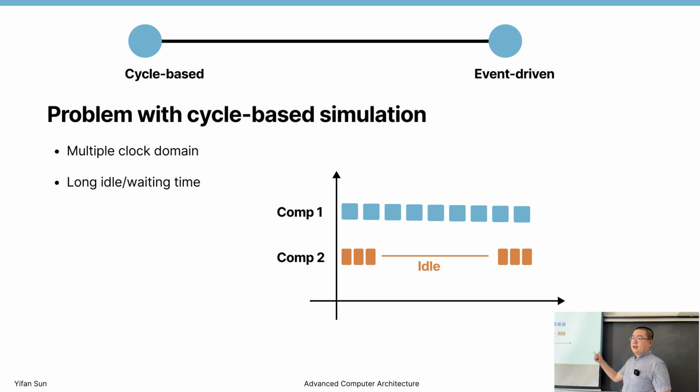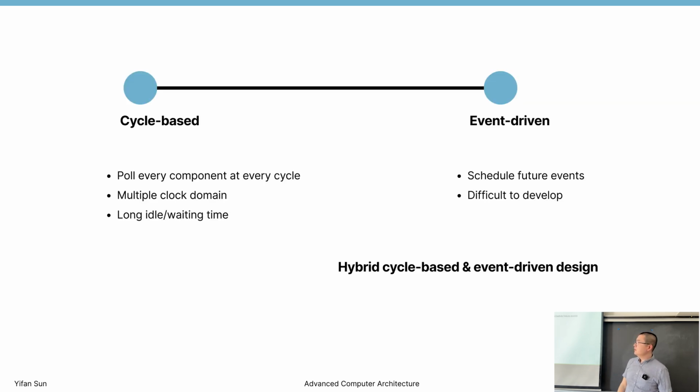Another problem is long idle or wait time. Sometimes if you're running a lightweight program, or only a single-threaded program, all other cores are waiting and not doing anything. If you keep ticking everything, it will make your simulation really slow. In that case, we don't want pure cycle-based simulation, because when components are idling, we want to fast forward to the next reasonable tick. Okay, those are the problems with cycle-based simulation.